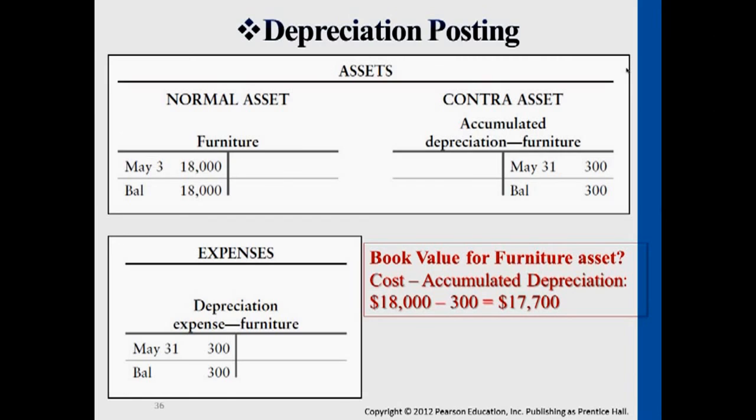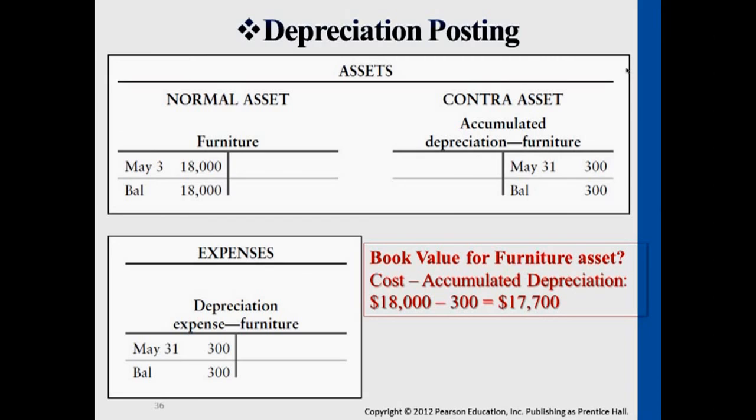Okay, so the contra asset account, accumulated depreciation, is a deduction account for furniture. Whenever you see any dollar amount under accumulated depreciation, that means the company has owned the asset for some time. They have been using it for a while. And the real value of the asset right now is only $17,700.